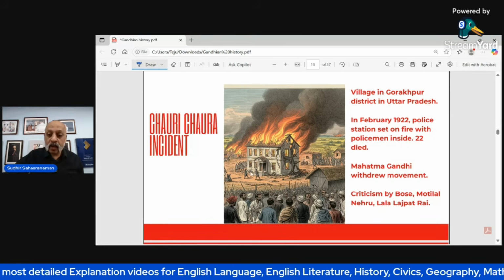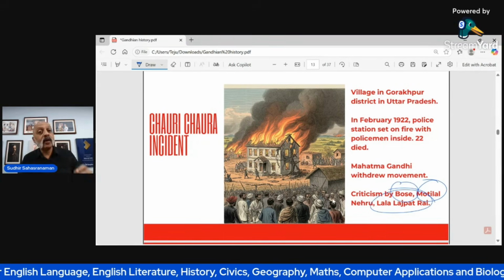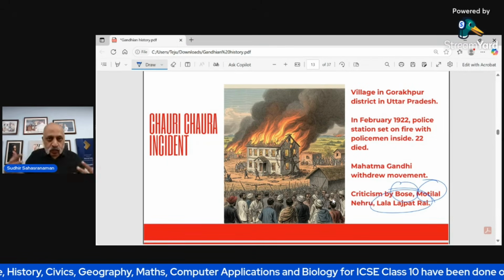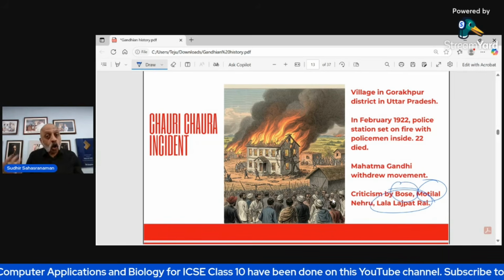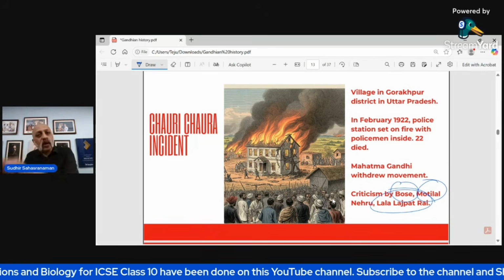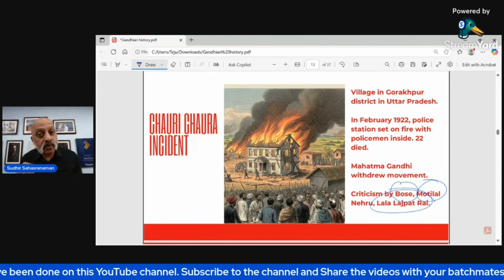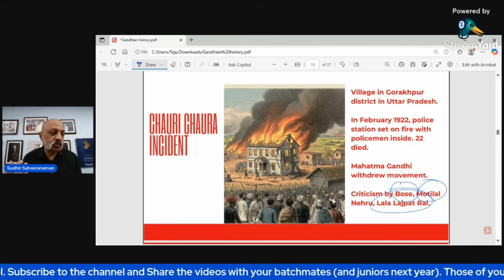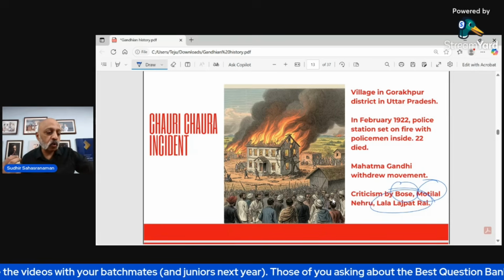There was criticism by people like Subhash Chandra Bose, Motilal Nehru and Lala Lajpat Rai of the decision taken by Mahatma Gandhi. They thought this particular movement was gaining momentum, and to withdraw it at that time meant going back to stage zero, which they thought was an extremely bad idea. So they protested against it, but this was a decision taken by Mahatma Gandhi.